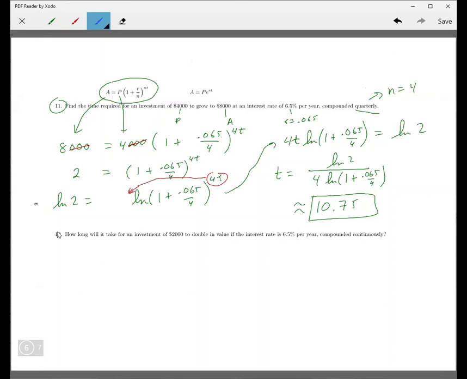Okay, great. Let's look at number 12. Here we're compounded continuously, so that means we're going to be using this formula here. How long will it take an investment of 2,000, so that's our P, is 2,000, to double in value? So that means that A is going to be 4,000. Because if you double 2,000, you get 4,000. And the rate is 0.065.